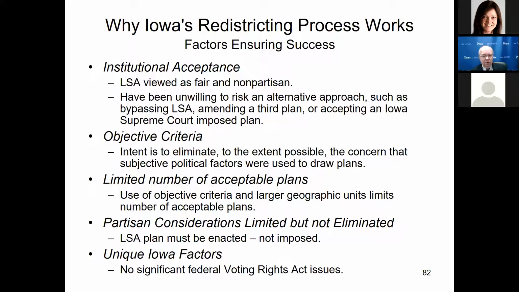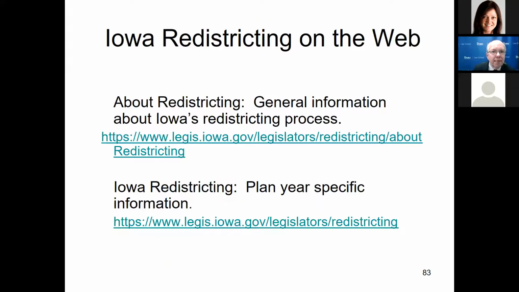Another factor somewhat unique to Iowa is that we do not have any significant Federal Voting Rights Act issues. The minority populations in this state are neither sufficiently large nor compact enough to create a majority-minority district, which could then require compliance with particular requirements relating to the Federal Voting Rights Act.